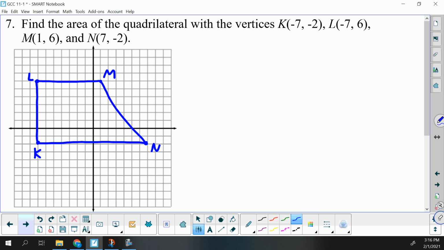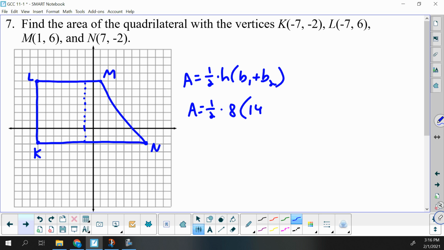So this gives us a trapezoid. So that's 1/2 times height times base 1 plus base 2. Our height needs to be the straight up and down height. So if we count that distance, that should be 8. Our base 1, we'll maybe say from K to N. From K to N, that was 7 going each way, so that's 14. And then from L to M is our other base, that would be 8.